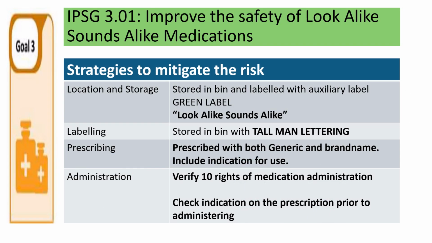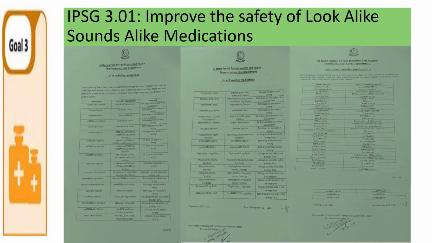Strategies to mitigate the risk: stored in a bin and labeled with an auxiliary label with a green label of look-alike sound-alike, using tall man lettering, prescribing with both generic and brand name and indicating the indication for use. Verify 10 rights of medication administration and check the indication on the prescription prior to administering. Here is the list of LASA, annually updated by pharmacy. Be familiar with these medications and their indications to avoid confusion.